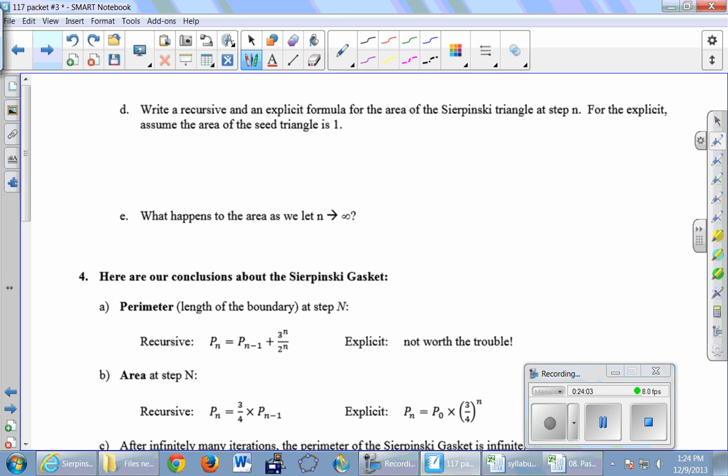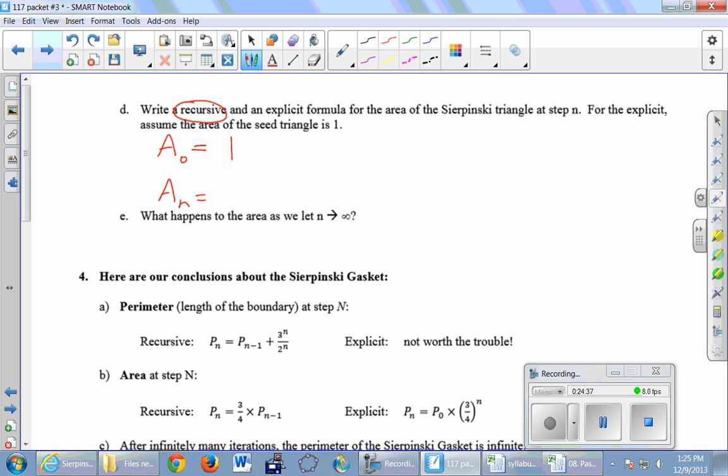And so now we can do part D. Where are we now? We'll go to Evan. Okay, so let's give this a shot. So I'm going to use A for area. So we'll do the recursive one first here in red. It says assume the area of the seed is 1, just to make a nice number there.